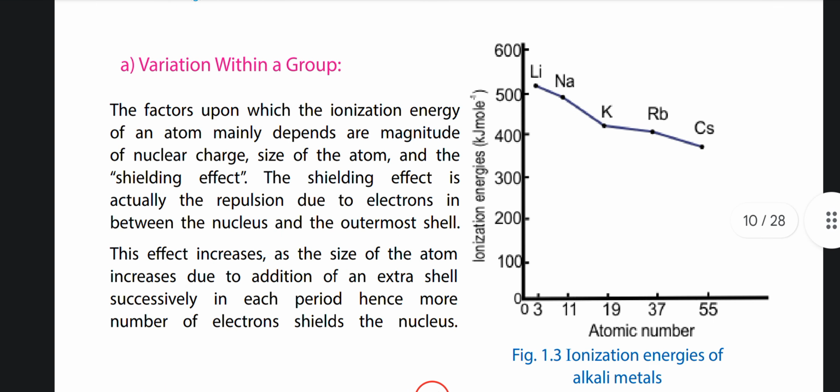A. Variation within a group. The factors upon which ionization energy of an atom mainly depends are magnitude of nuclear charge, size of atom, and the shielding effect. The shielding effect is actually the repulsion due to electrons in between the nucleus and the outermost shell. This effect increases as the size of the atom increases due to the addition of an extra shell successively in each period. Hence, more electrons shield the nucleus.